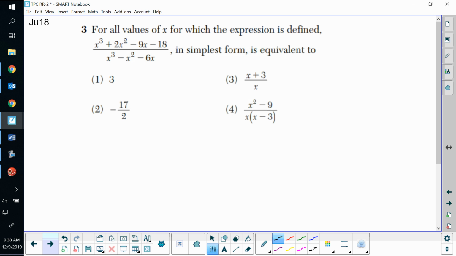Okay, we want to find all the values of x for which the expression is defined in simplest form, and it's equivalent to. So there should be a word that jumps out there that tells us how we should approach this problem. We want to see that word equivalent. Look over on the side whiteboard, right next to the "I ate some pie and it was delicious" sign. Equivalent, simplify, or simplest form.